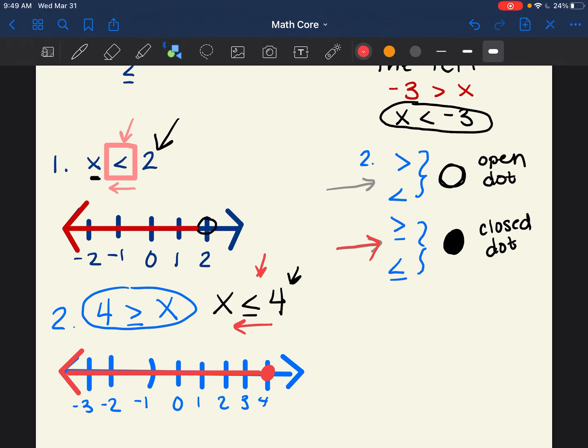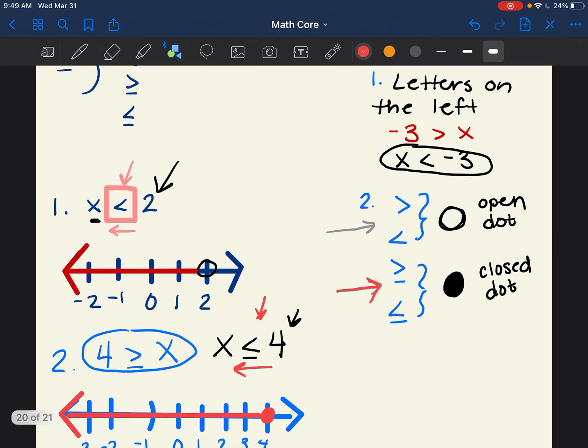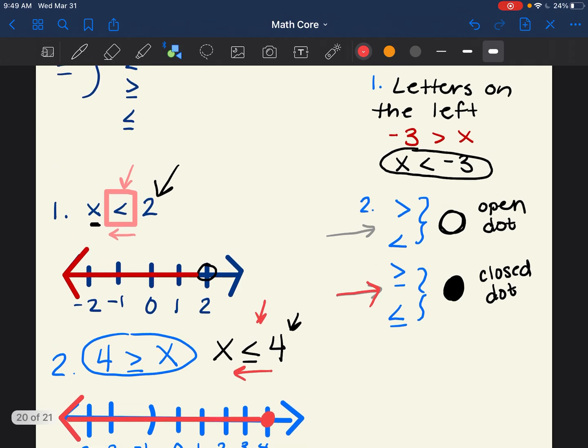And there you go. All right, so this is all we're doing today. All we are doing is focusing on how to graph these. The next video, starting either tomorrow or Wednesday, we will go into how to solve and then how to graph. Okay, so keep this video in the back of your mind when we talk about graphing, right? Two big takeaways: letters always on the left, greater than or less than is an open dot, greater than or equal to or less than or equal to is a closed dot.